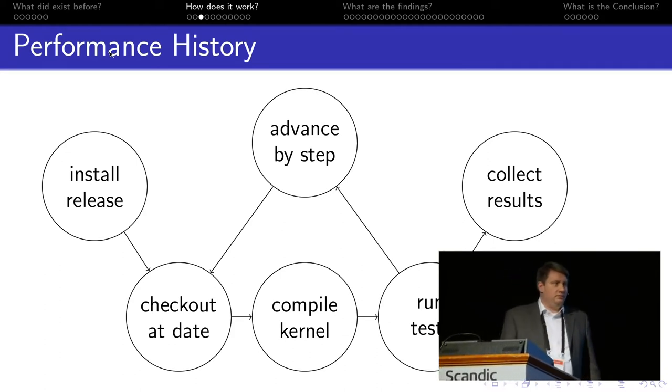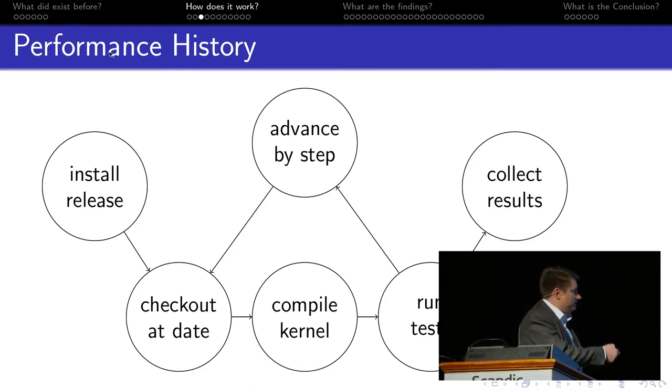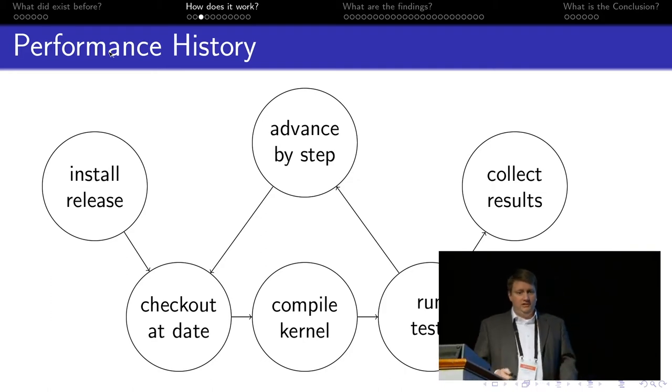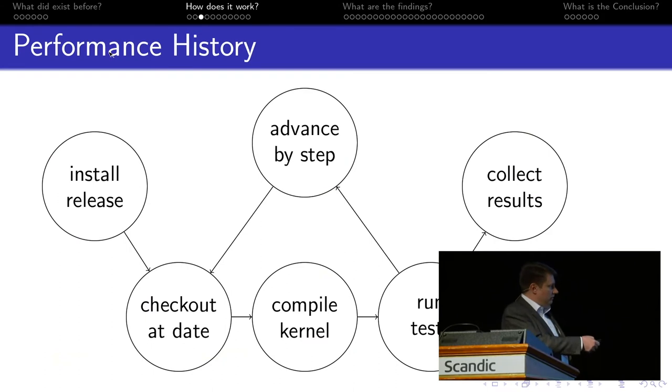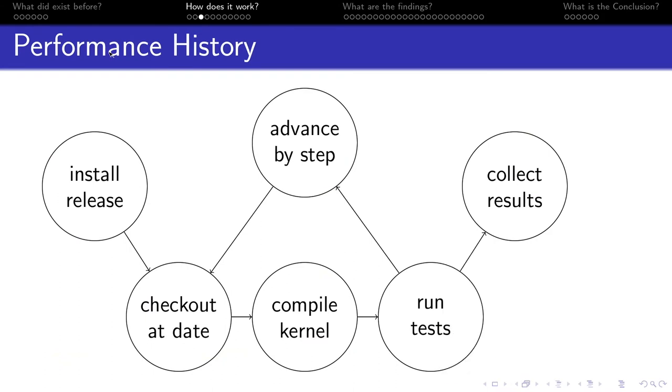So the principal idea of the design is that you start and install an OpenBSD release. We release every half a year, and that's the base where we start from. And then I say, okay, we check out at a certain date. We have a CVS system, and you can say, check out this date.